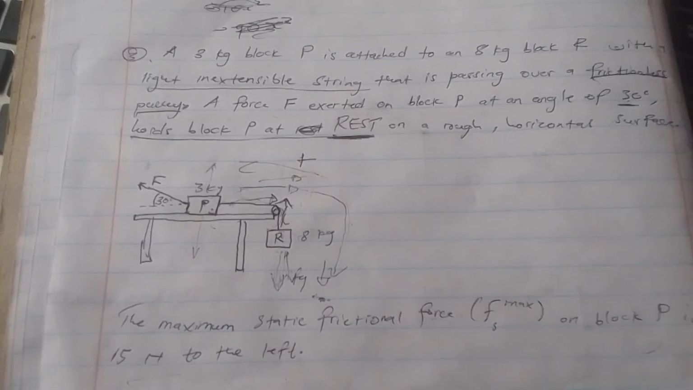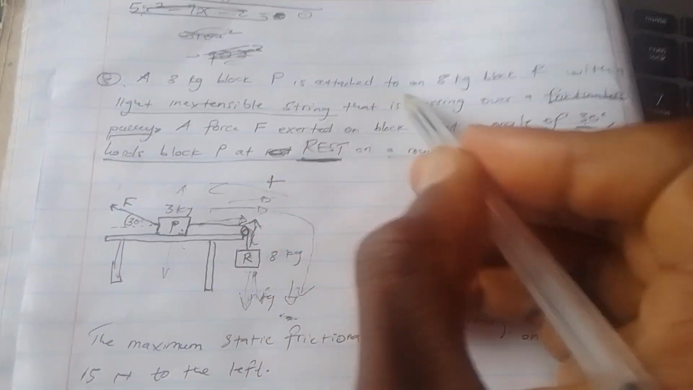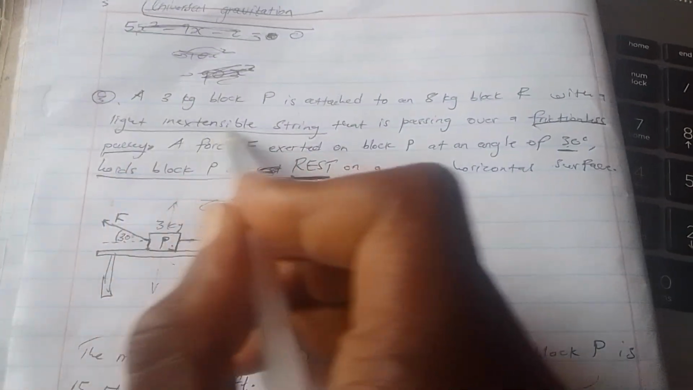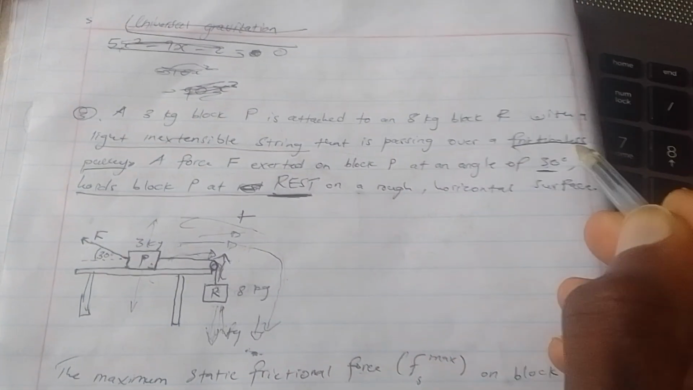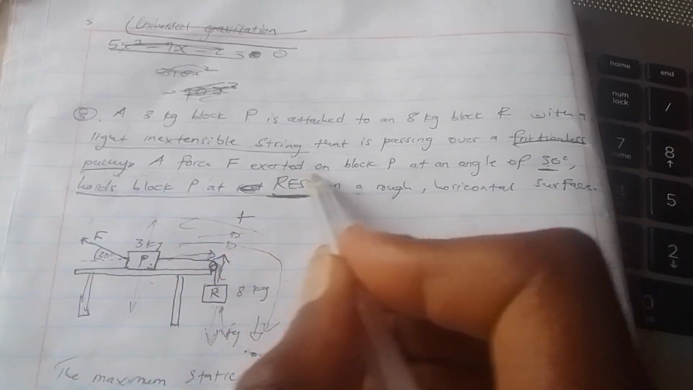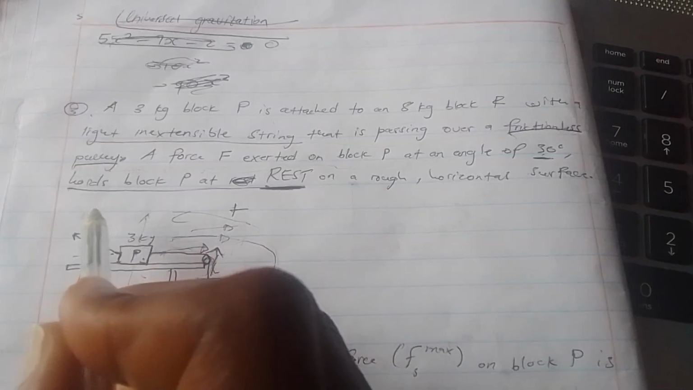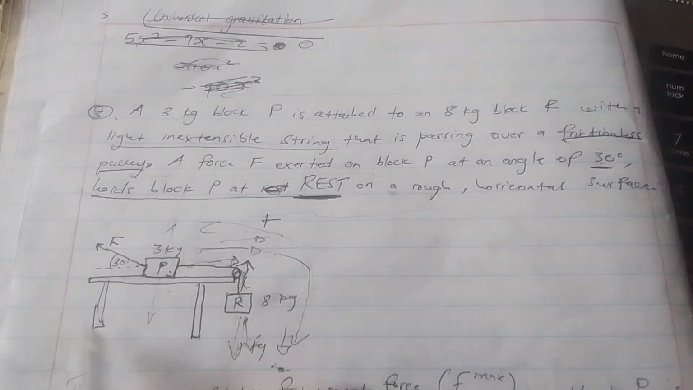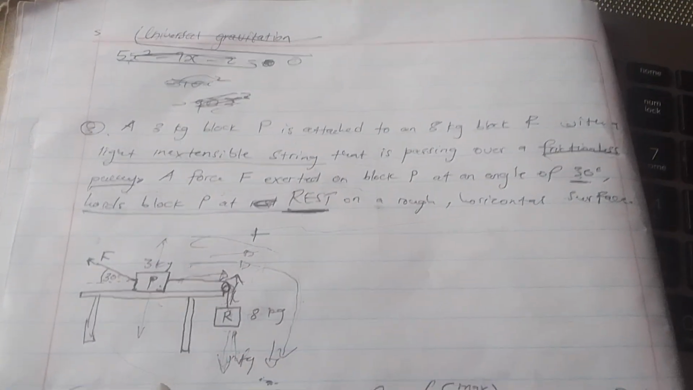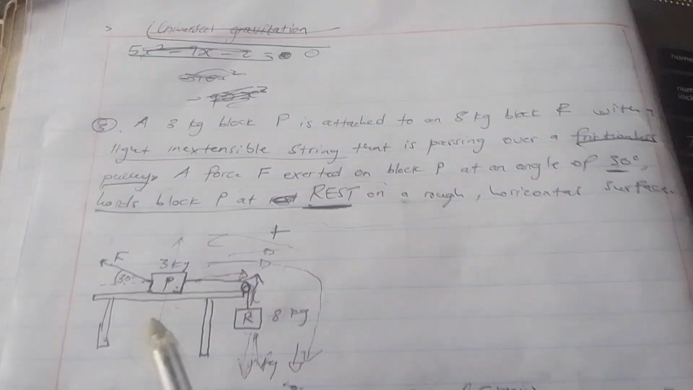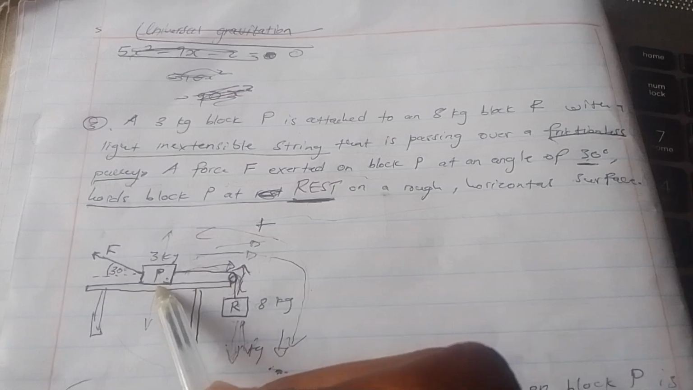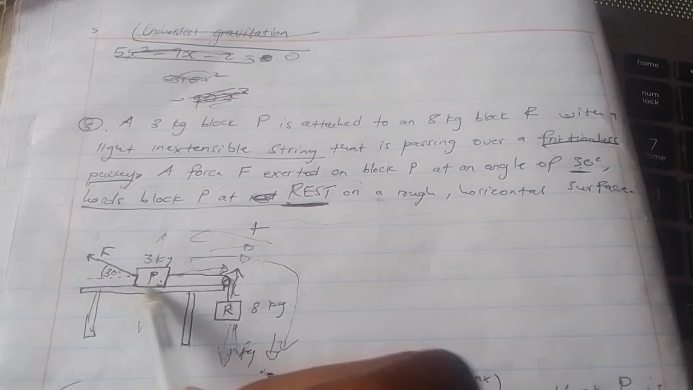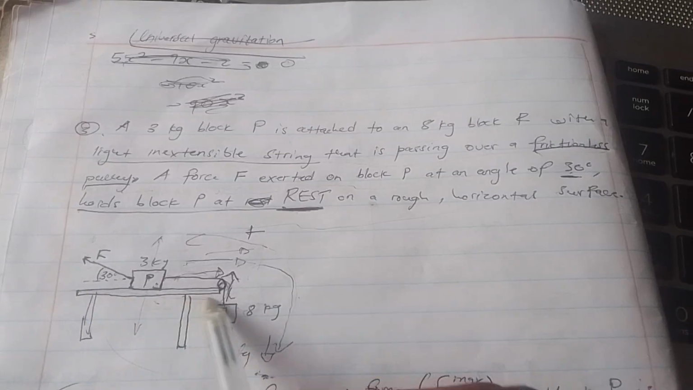A 3 kg block P is attached to an 8 kg block R with a light inextensible string that is passing over a frictionless pulley. A force F exerted on block P at an angle of 80 degrees holds block P at rest on a rough horizontal surface. Okay, so now let's look at our diagram. This is our system. We have block P and block R. Block P is on our surface, our table, on its horizontal surface.